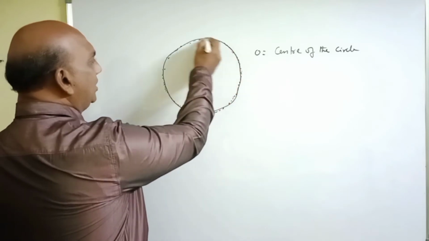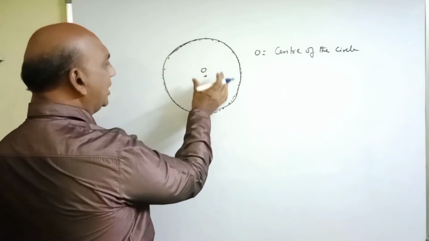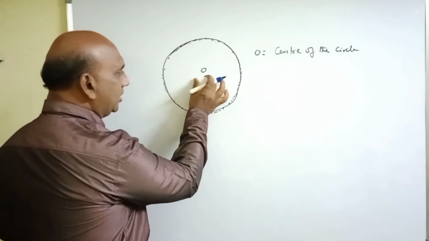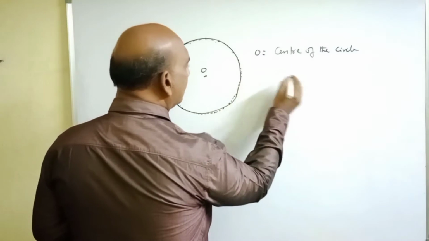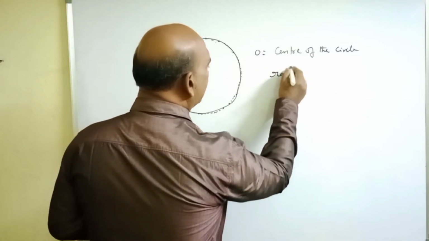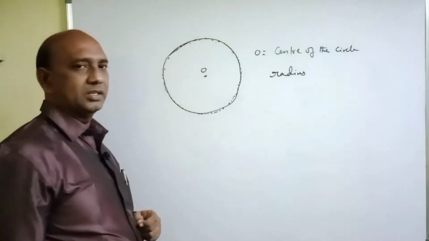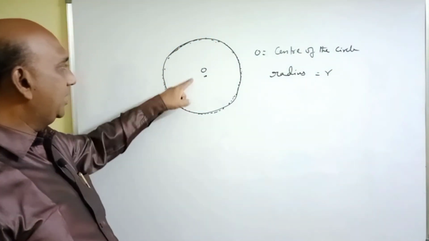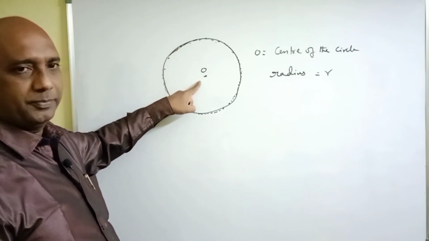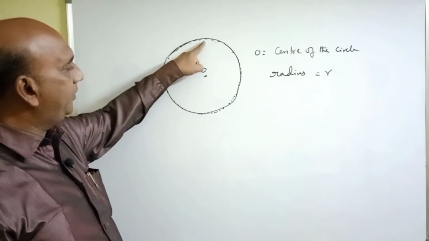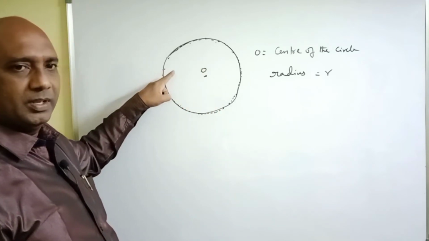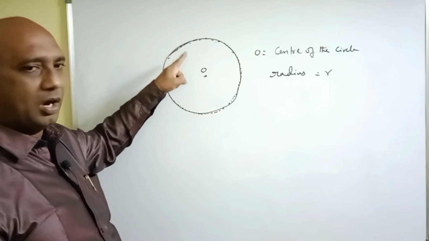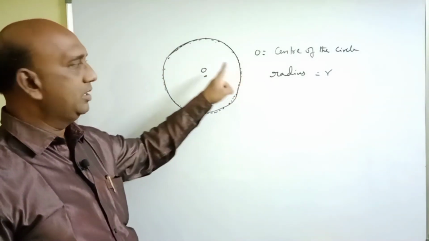Look at all these points. All these points are at a fixed distance from this point. That fixed distance from the center is called the radius of the circle. It is denoted by R. Radius means that fixed distance from the center, that fixed point. From this fixed point to every point on this circle, the distance is constant. That fixed distance, or constant distance, is taken as the radius.